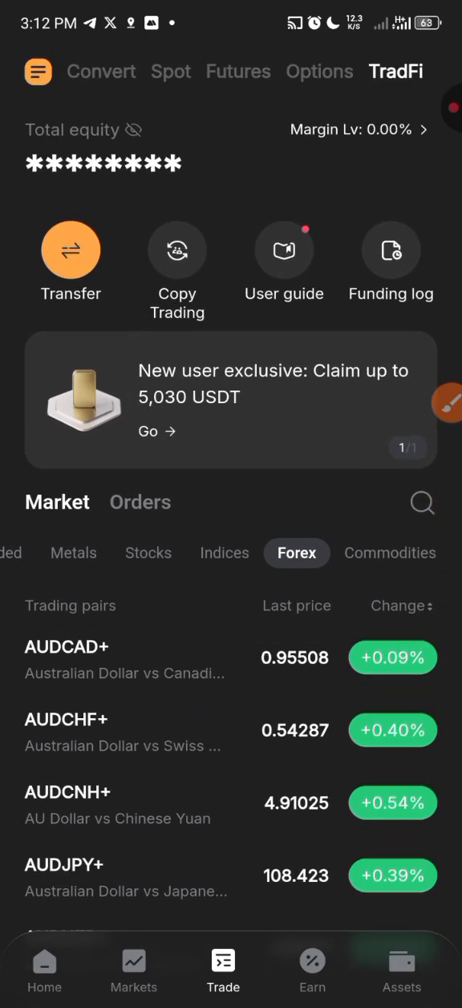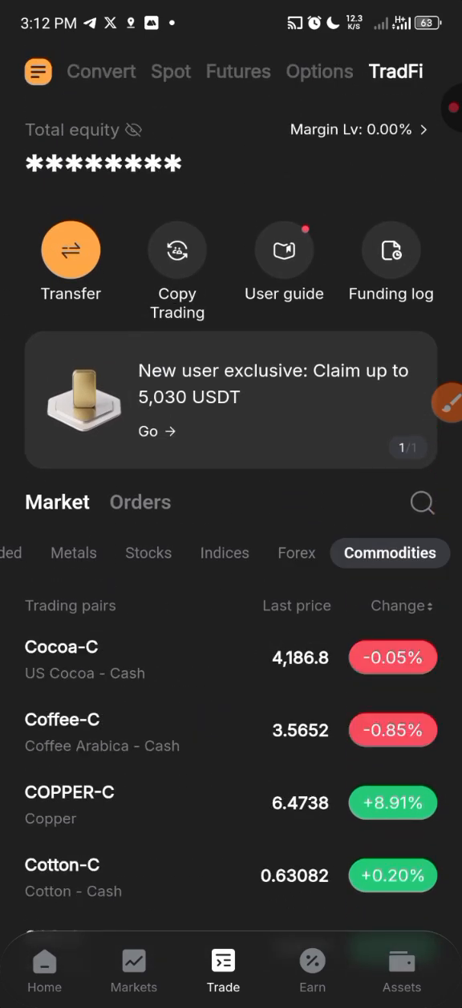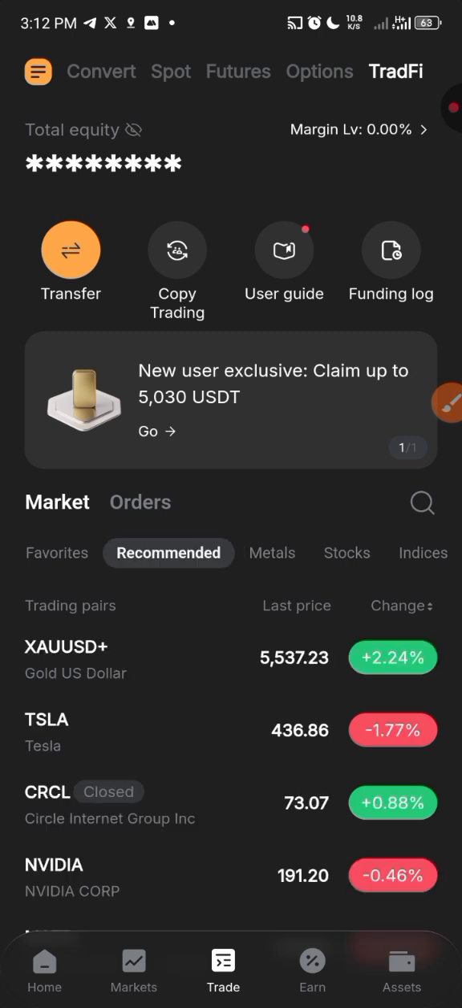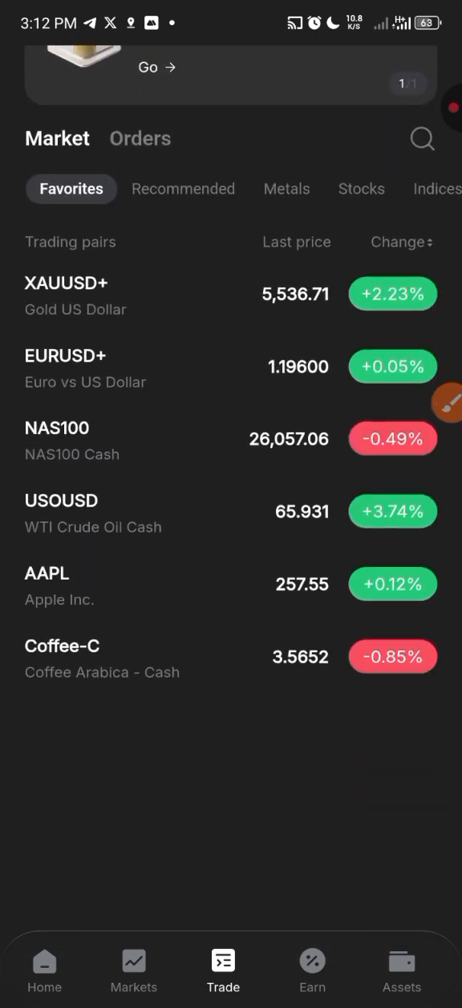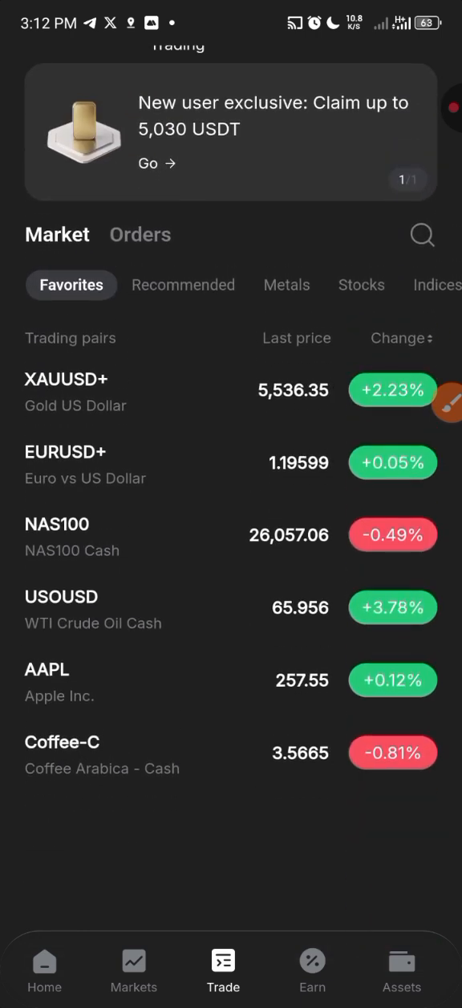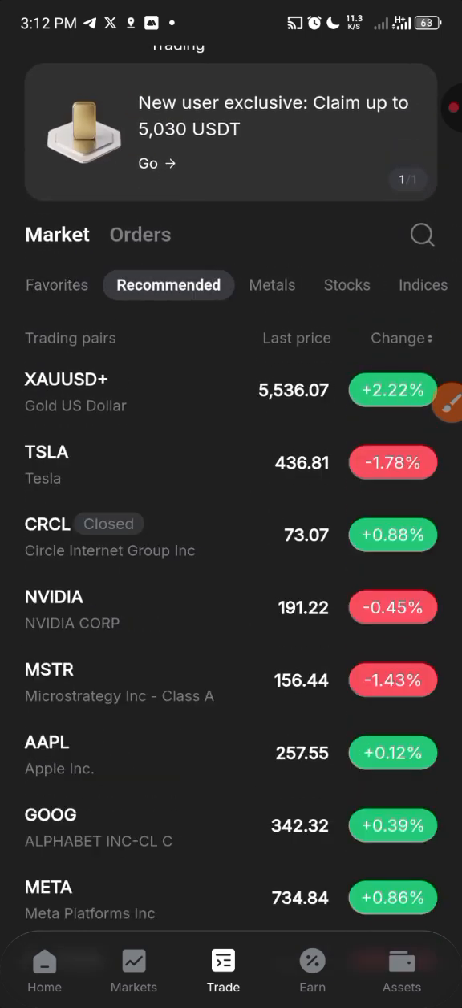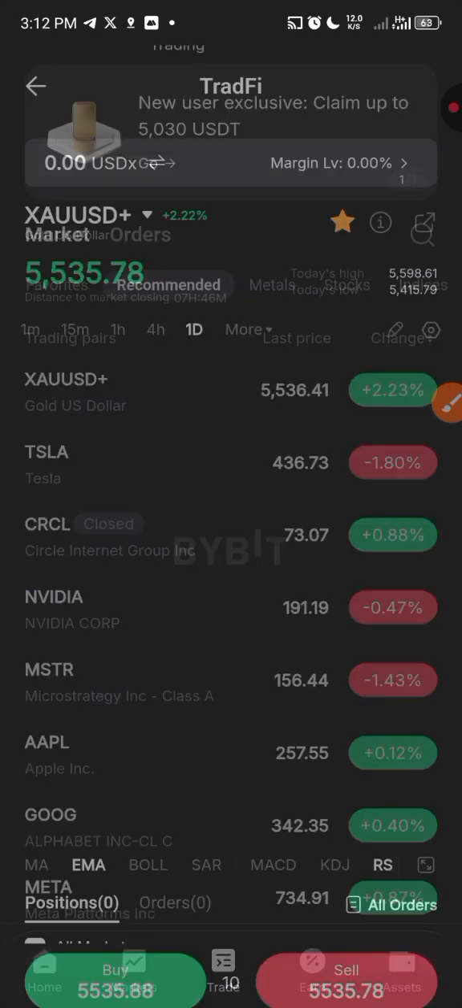So now, how do you actually do the trading? You can also see commodities and all of that. So how do you actually trade gold here? It's simple. So let's go back to recommended. If you come to favorite, favorite is just the coins that we have favorited. Now let's go back to recommended. On recommended, you can see gold. All you need to do is click on any one you want to trade.